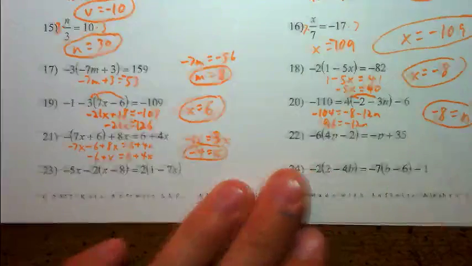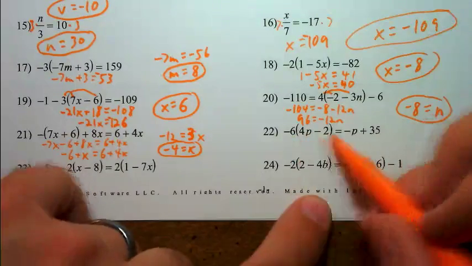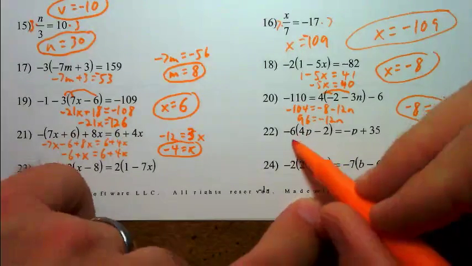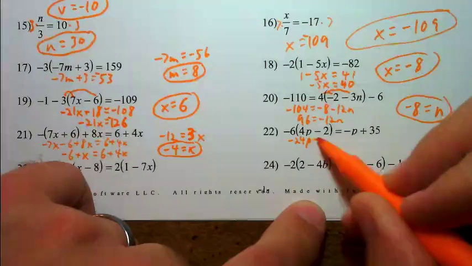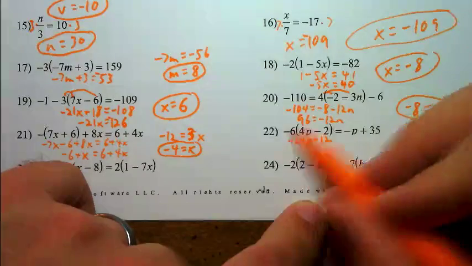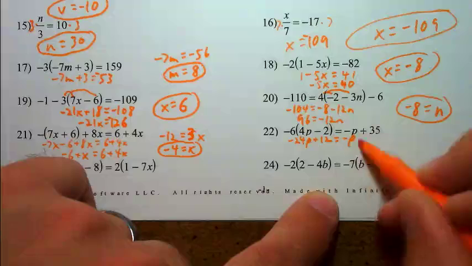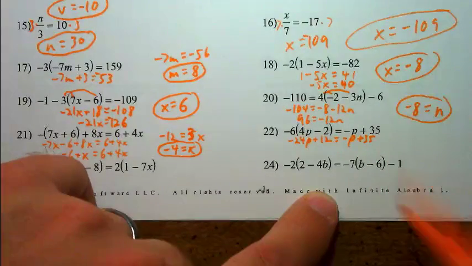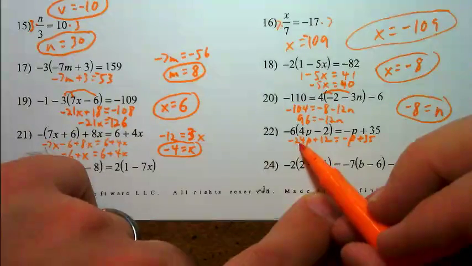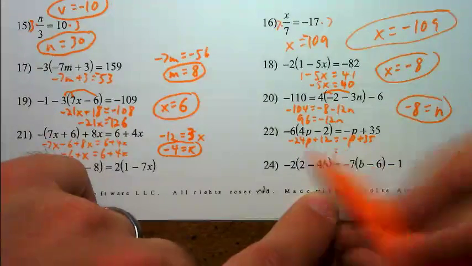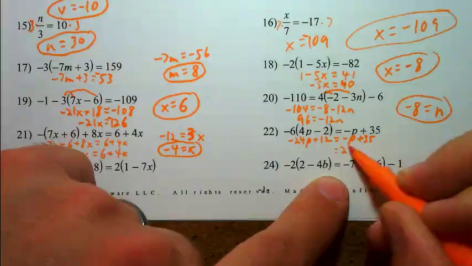On 22, again, we could go ahead and distribute that negative 6, so that'd be negative 24p minus, actually plus now, 12, because you distribute the negative, so negative 6 times negative 2 gives us positive 12. Now, I can go ahead and bring this p over to this side. So I'm going to add 24p. So that's going to give me 23p.